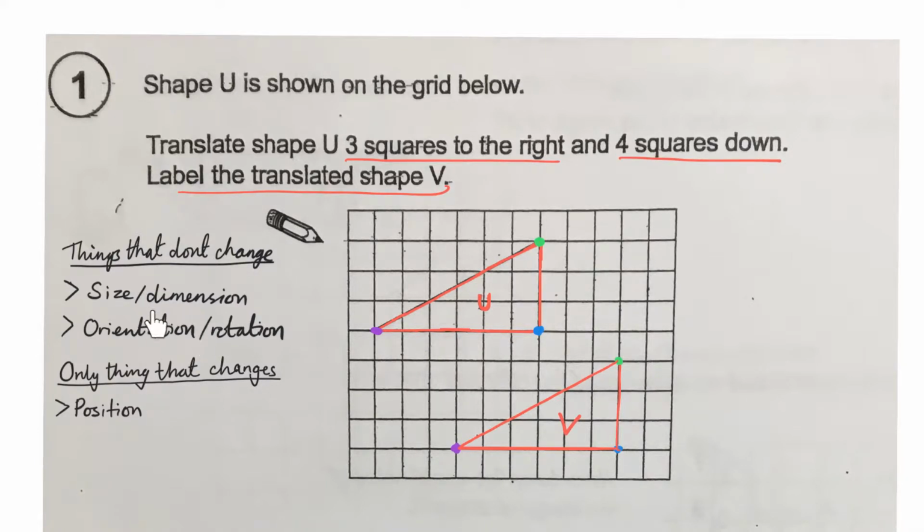Now, again, just to summarize, the size and the dimension of the shape does not change. You see, it's exactly the same size and dimension, and the orientation or the rotation of the shape is still the same. It does not get rotated, it has the same orientation. And the key thing to remember, you can just pick a corner, pick a vertex, and then move it. How many spaces to the right and how many spaces down will be specified in the question.